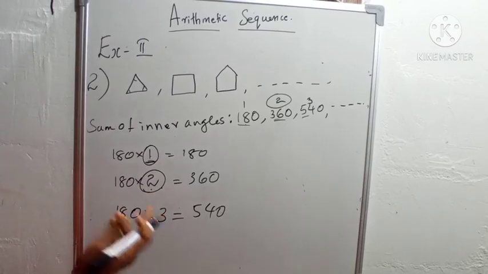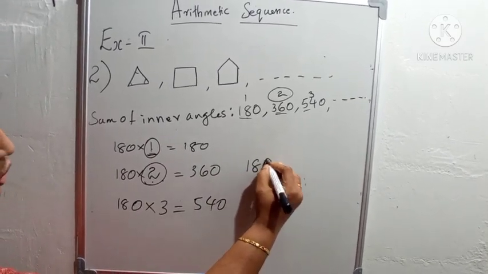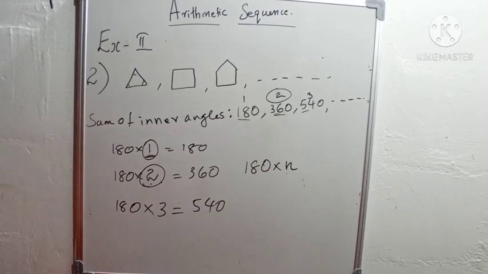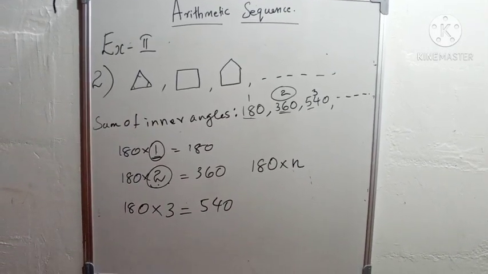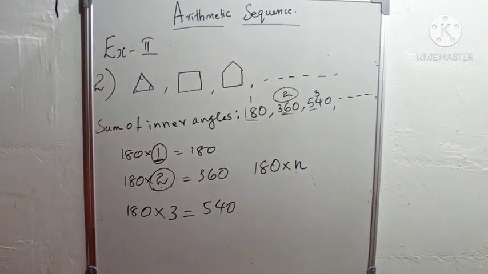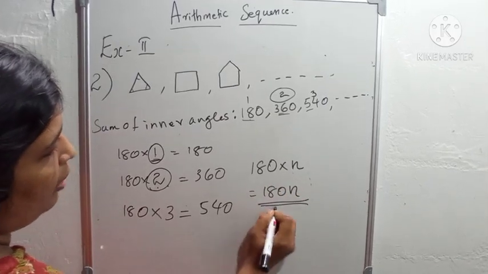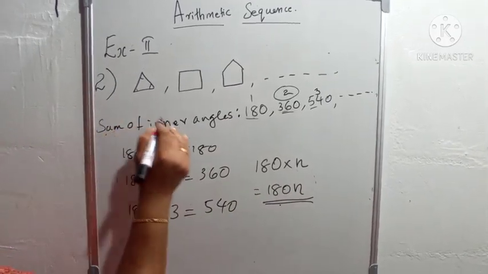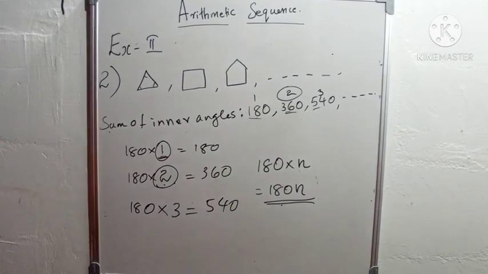So, what is the general form of the sequence? That is 180 into n. If n is the position, then 180 into n is the algebra of this sequence. That is 180n is the algebra of the sequence of sum of inner angles. Clear?